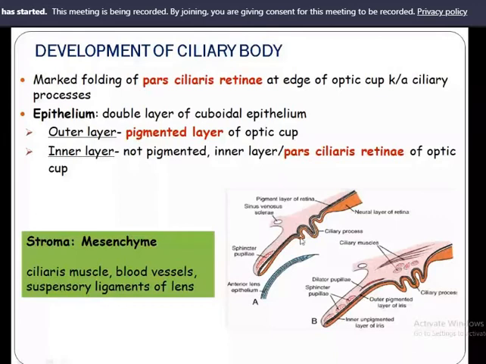Now next one, what of the mesenchyme? The mesenchyme or the stroma, which is present over here, will differentiate into the ciliary muscle, blood vessels and suspensory ligament of the lens. So this is the overall development of the ciliary body.